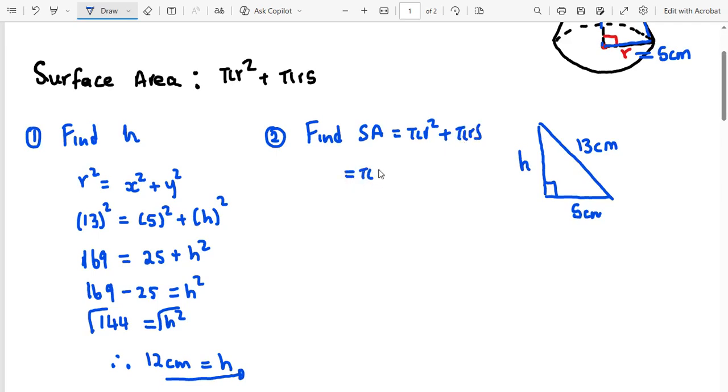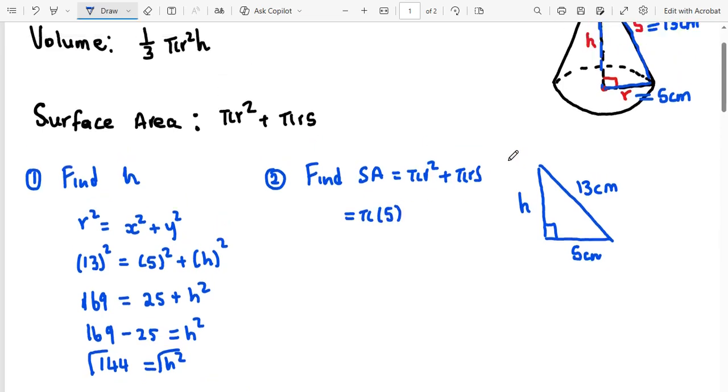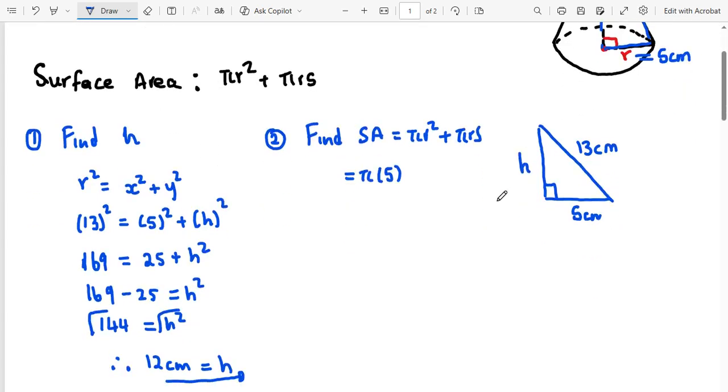This will be pi. Where there's r, you substitute your radius, which is 5. Remember the radius of the cone is 5. Then from there, this will be pi times 5, and please make sure that you square this one. Then we're going to add pi r s, so that will be pi into 5 times s, which is the slant height, which was given as 13.